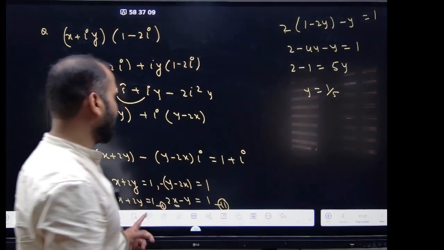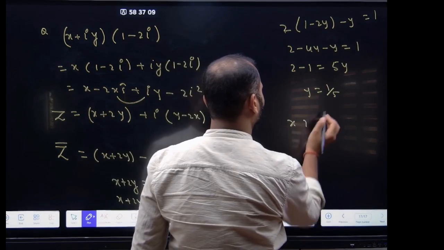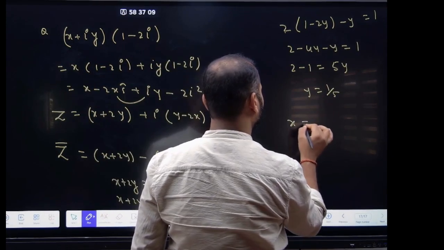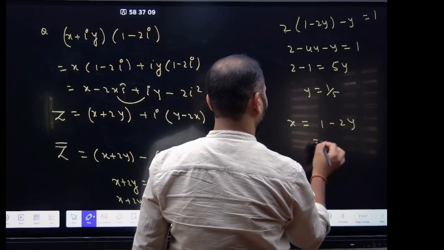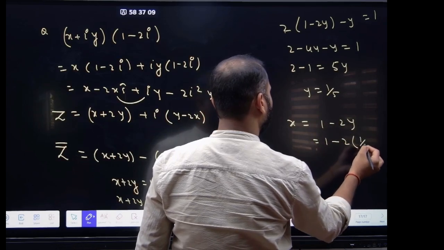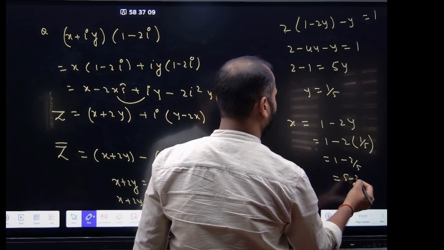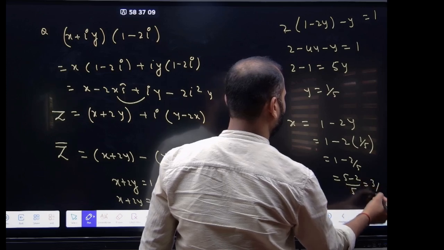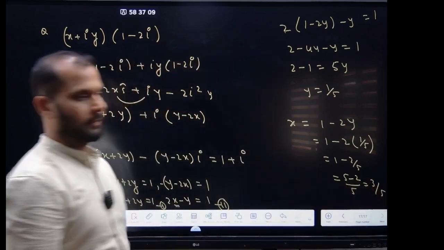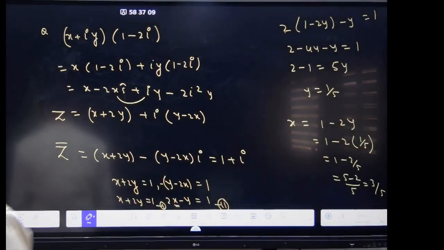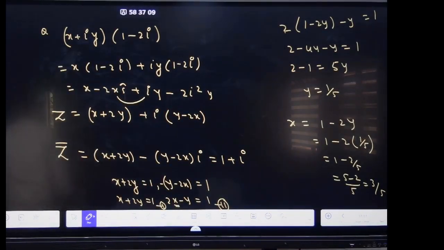If y is there, x you will get. X is equal to 1 minus 2y. So 1 minus 2 into 1 by 5. How much it is? 1 minus 2 by 5. That is 5 minus 2 by 5, 3 by 5. Is there any answer like that? Yeah? Answer is not there. What mistake I did just?